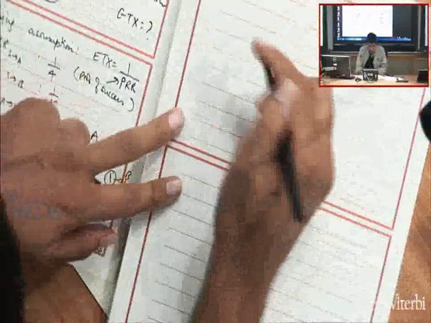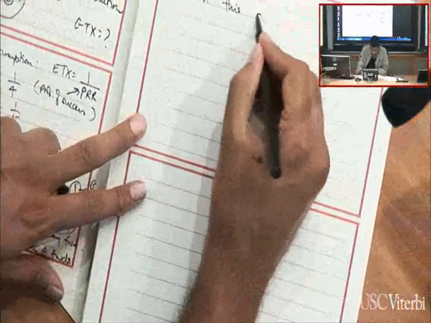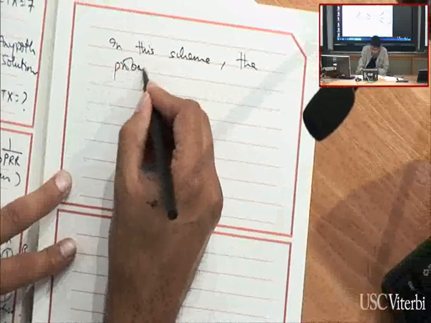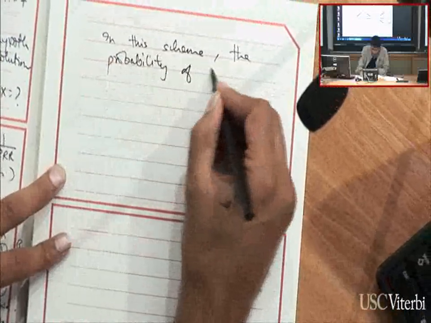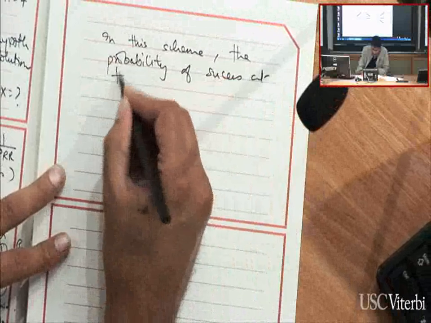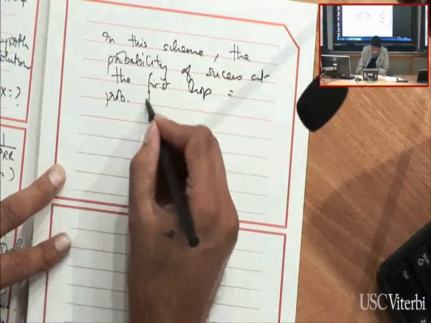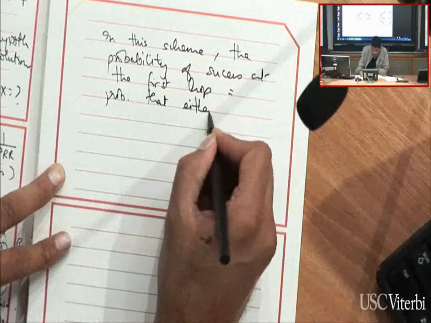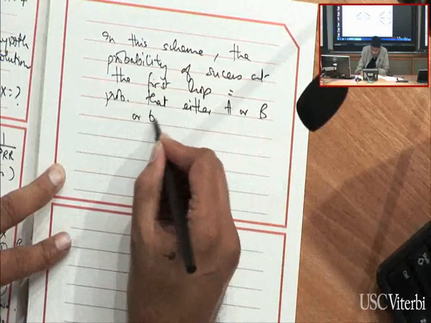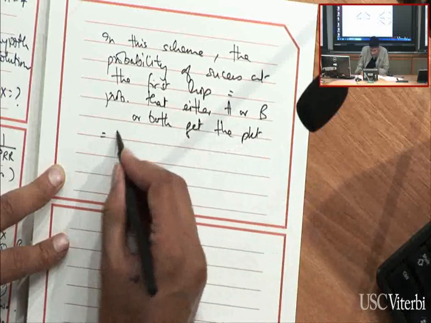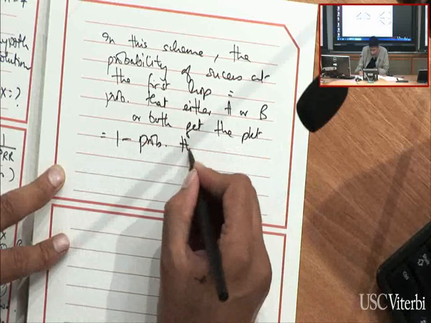So in this scheme, the probability of success at the first hop equals the probability that either A or B or both get the packet. And that's equal to 1 minus the probability that neither gets it.